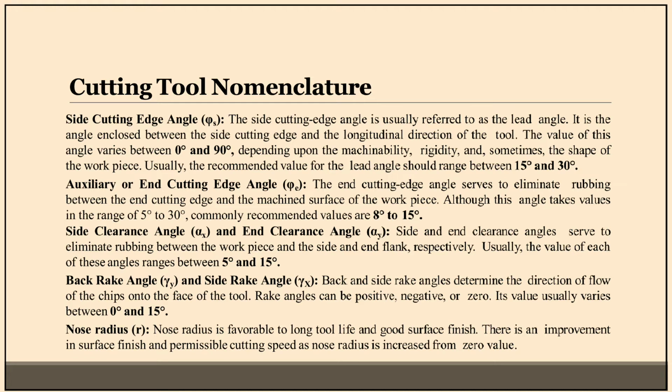Next one, auxiliary or end cutting edge angle, phi e. The end cutting edge angle serves to eliminate rubbing between the end cutting edge and the machined surface of the workpiece. Although this angle takes values in the range of 5 degree to 30 degree, commonly recommended values are 8 degree to 15 degree.